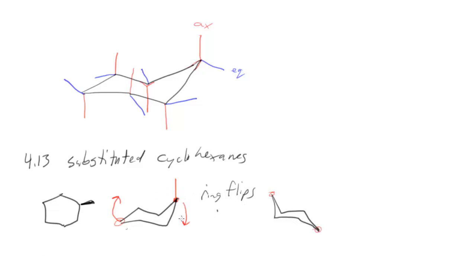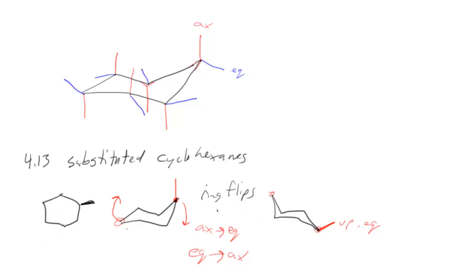So now that I've inverted that, anything that's axial in a ring flip becomes equatorial. Anything that's equatorial in a ring flip becomes axial. So this group, as I flip it over, turns out that it's going up this way. Now it's up and equatorial. Back here, it was up axial.